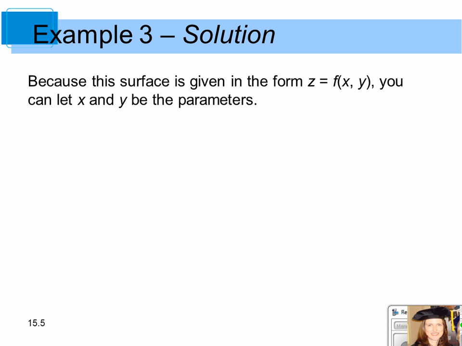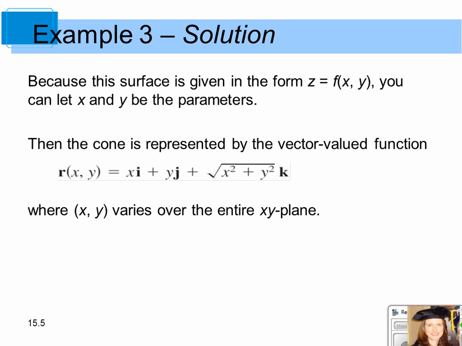Since this surface is given in the form of z equals f of x, y, you can let x and y be the parameters. It's not always necessary to introduce those parameters u and v. You can let x and y be the parameters. And again, if you let x equal x, y equal y, and then use what z is equal to, you can now say that this is your vector valued function r in terms of the parameters x and y.